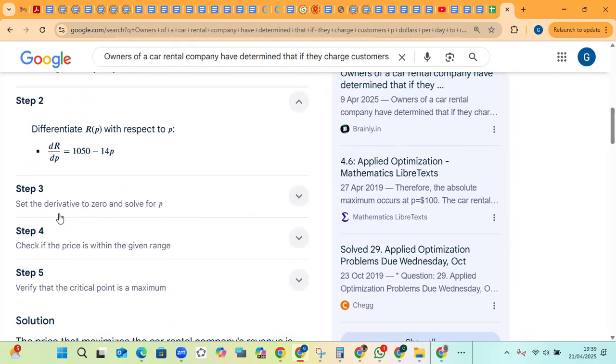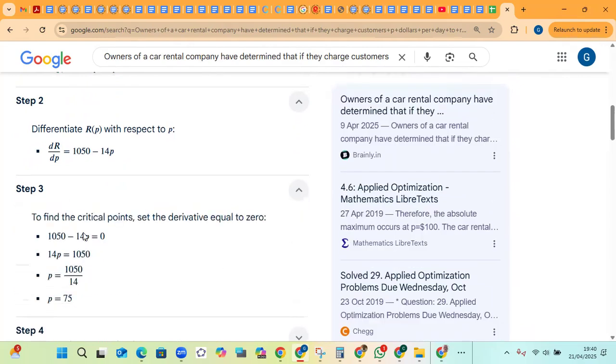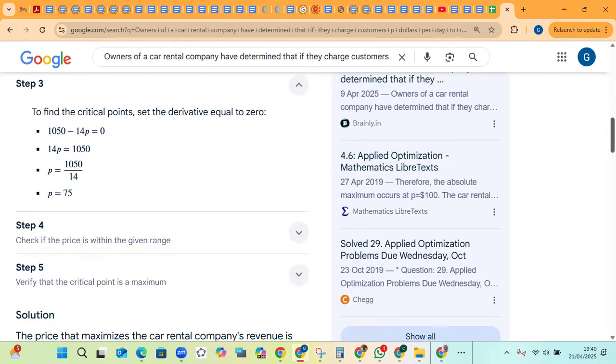Then you have to set this derivative equal to 0, and then you solve for P. So 1050 minus 14P is equal to 0. 1050 is equal to 14P. You divide by 14, and you have the price that will maximize the revenue.